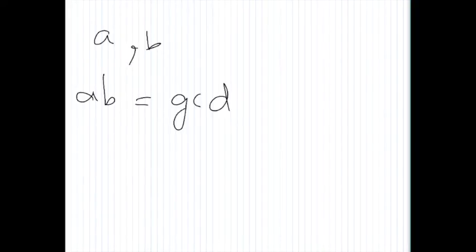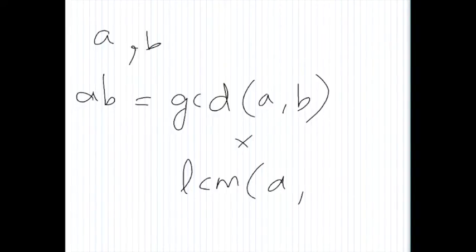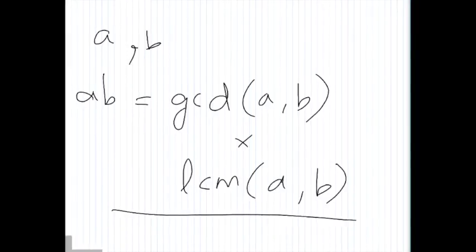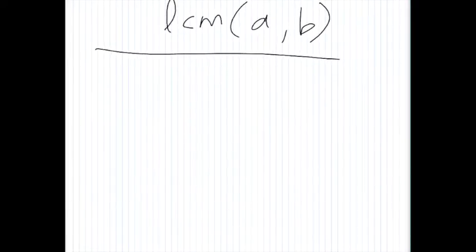So in this video we will talk about a very important result, which is that if we have two numbers a and b, then their product is equal to the product of their GCD times their LCM.